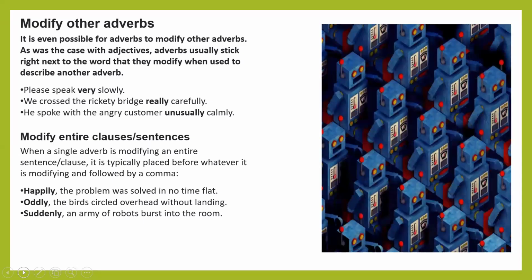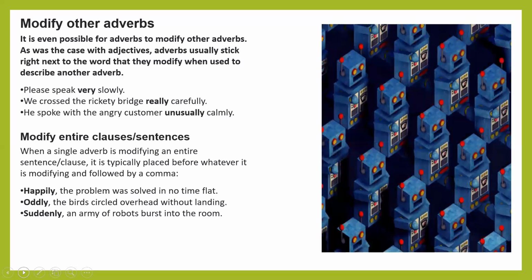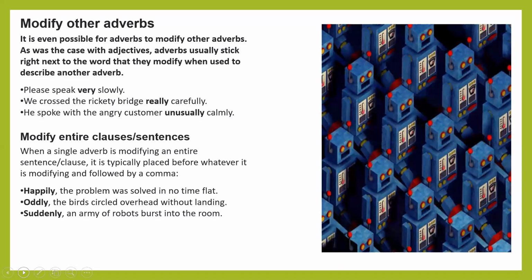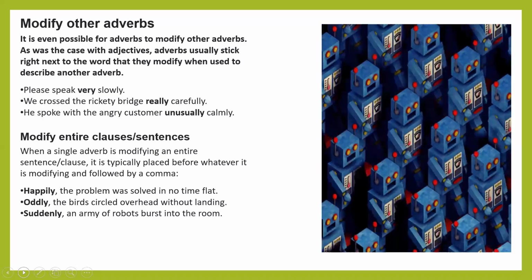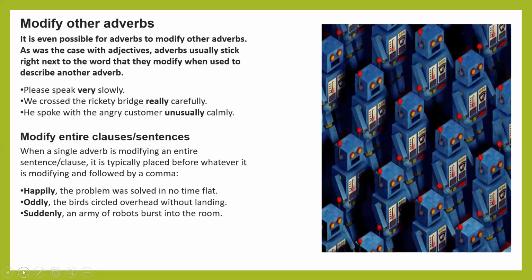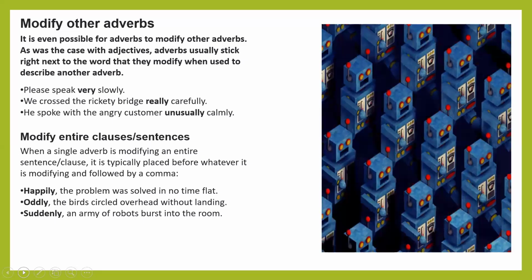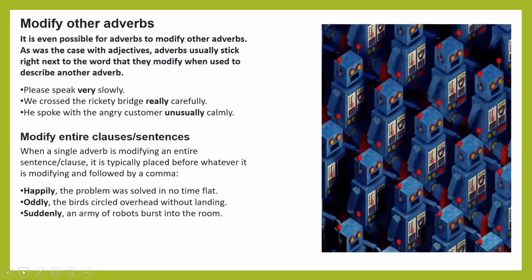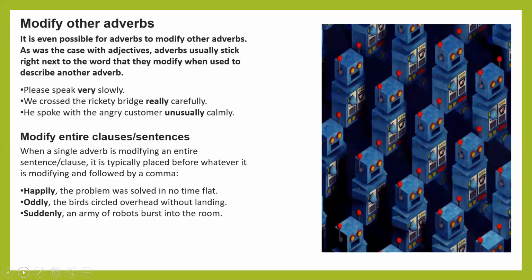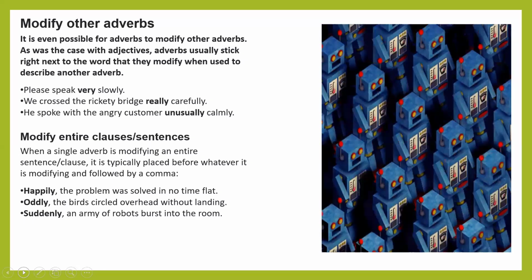Whenever we are using adverbs to describe another adverb, it always comes right next to the word that it modifies. This point should be noted. Some examples: people speak very slowly. Slowly is an adverb, and very is another adverb which is modifying slowly. Very slowly.